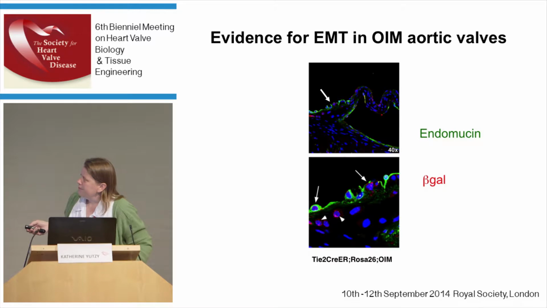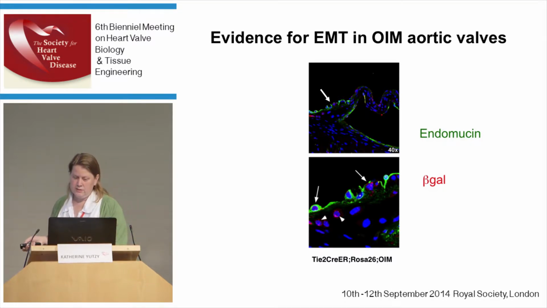And again, this is some immunostaining basically showing in the osteogenesis imperfecta. So the green cells are the endothelial cells, the red cells are the beta-gal positive, and here you can see what we're thinking. We think we've caught these cells in the act of coming out of the endothelium and then going into the interstitium.